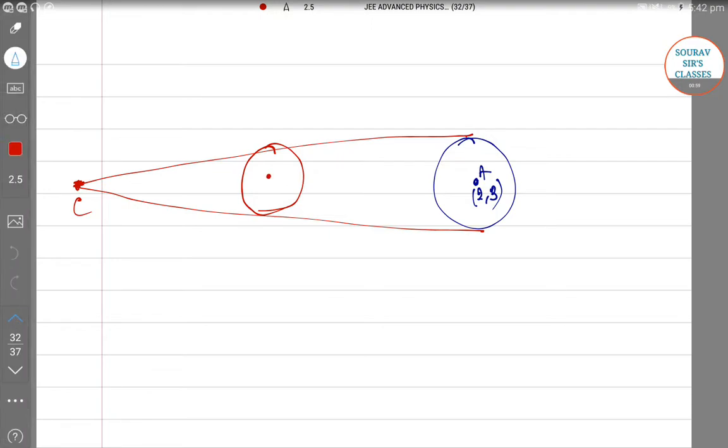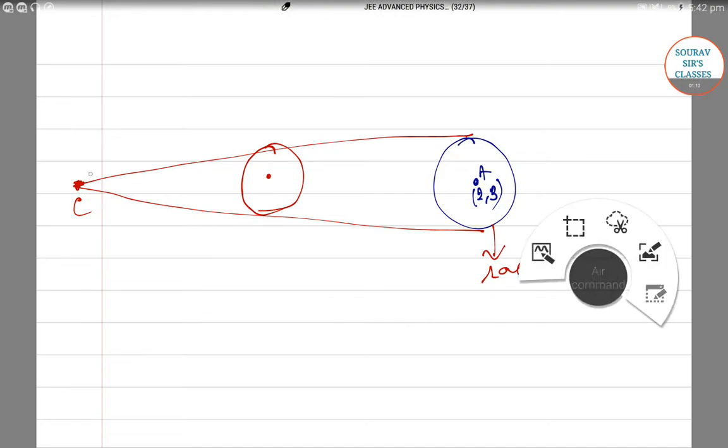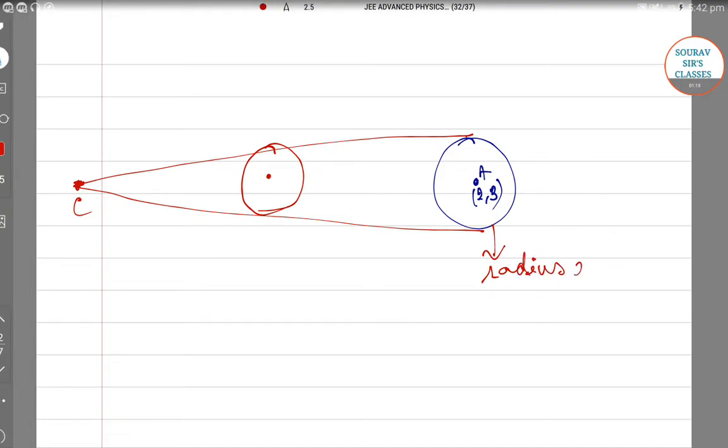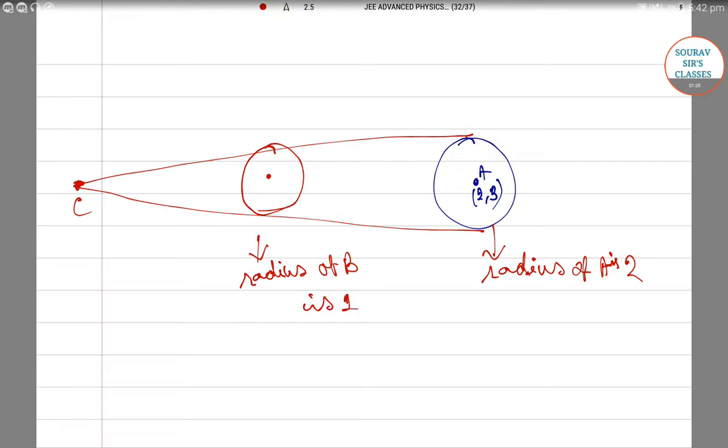The circle B has the same center. The radius of A is 2 and the radius of B is 1, and T is the common tangent to circles A and B.